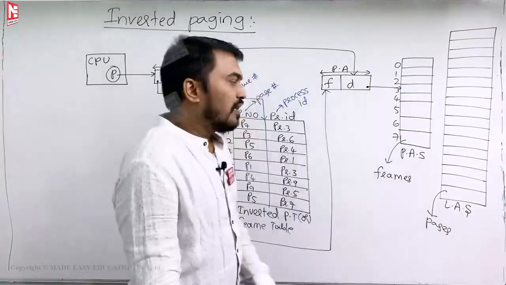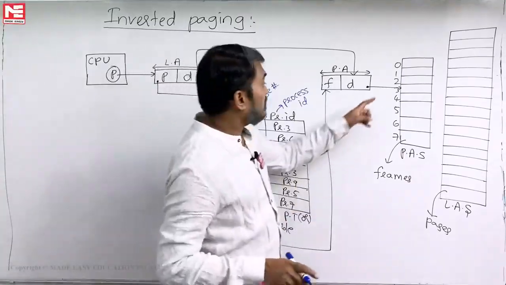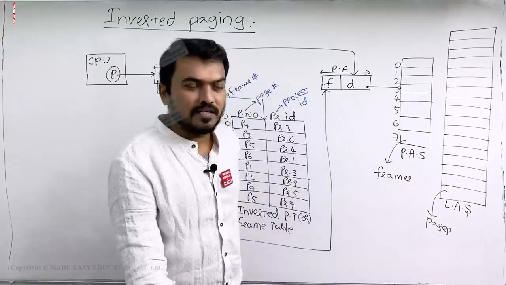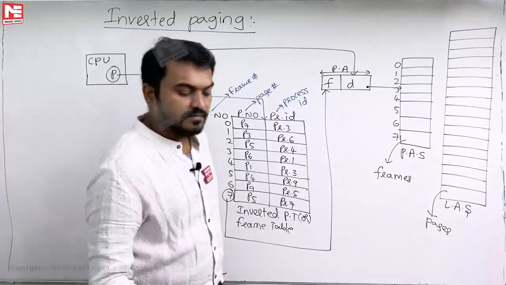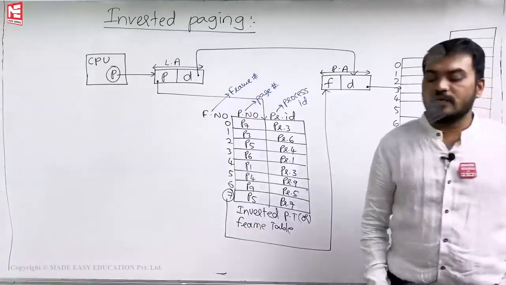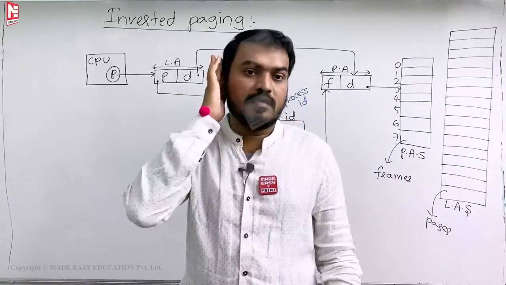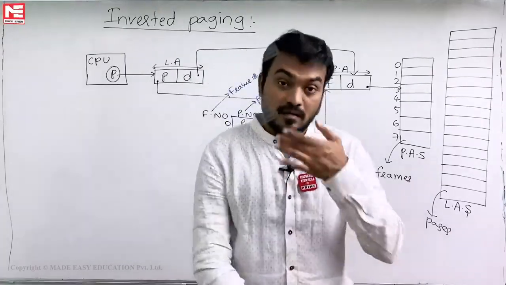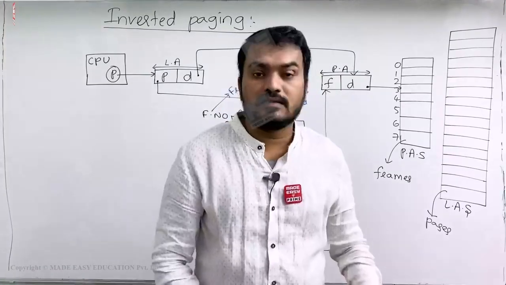How many entries are there in the inverted page table here? 8 entries. Why? Because that is the same as the number of frames in the PAS. Is that clear? No doubt. Note down this important point: the number of entries in the inverted page table is the same as the number of frames in the PAS.